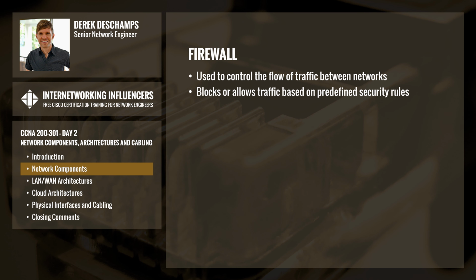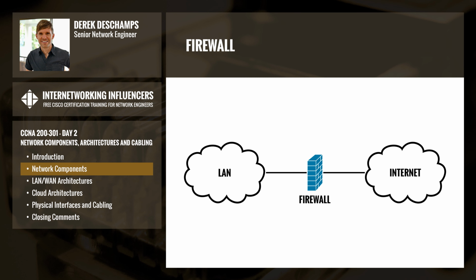A firewall is used to control the flow of traffic between networks. A firewall blocks or allows traffic based on predefined security rules. For example, a firewall is typically used between a local area network or LAN and the internet to control which traffic is allowed to flow between networks.